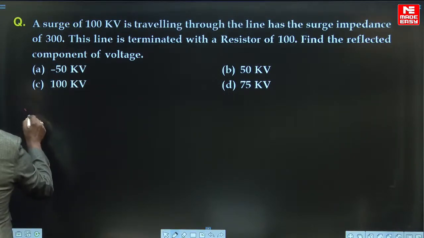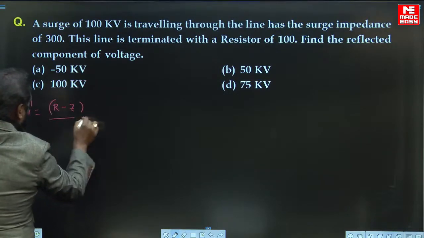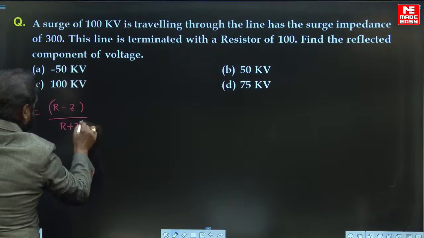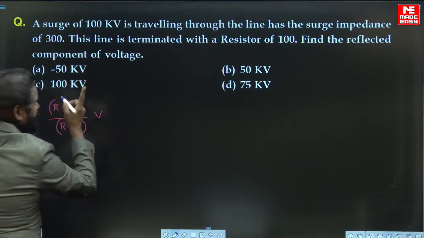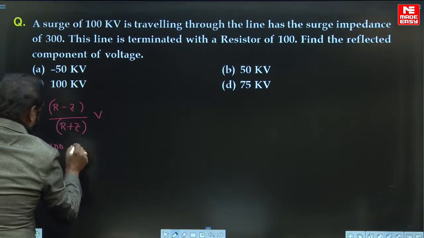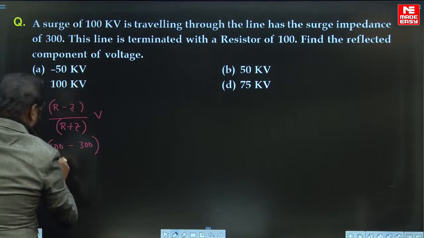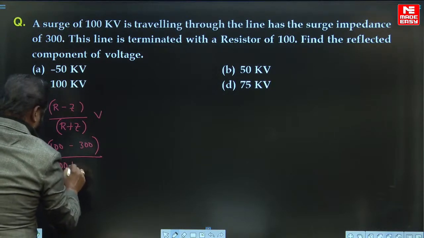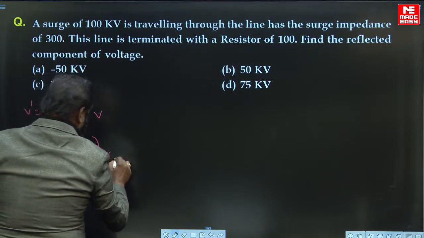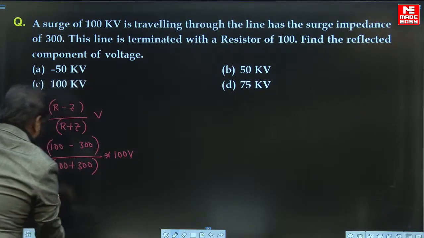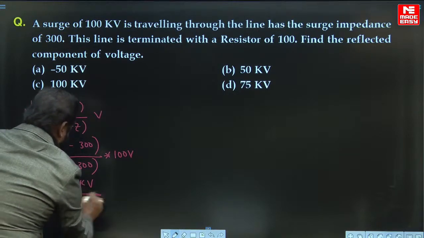So the reflected component of voltage V dash is equal to (R minus Z) divided by (R plus Z), into V. Here R is equal to 100, Z is equal to 300, so it is (100 minus 300) divided by (100 plus 300), into the surge of 100 kV. So this is equal to minus 50 kV. That is the simple thing.